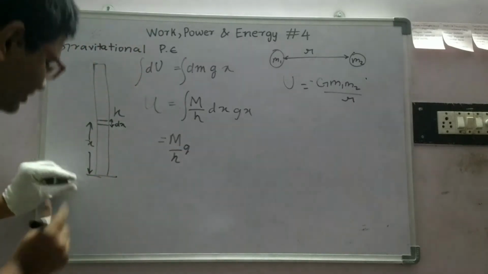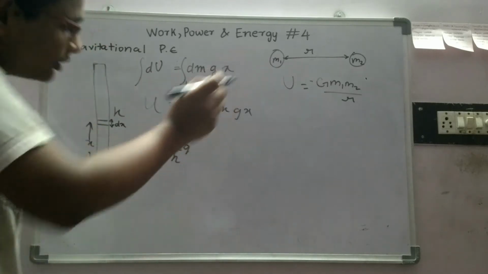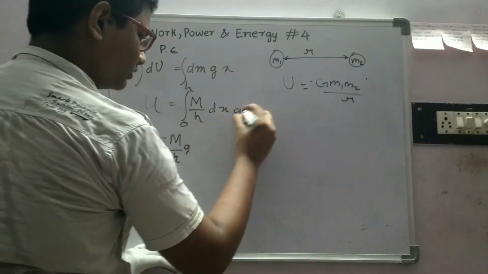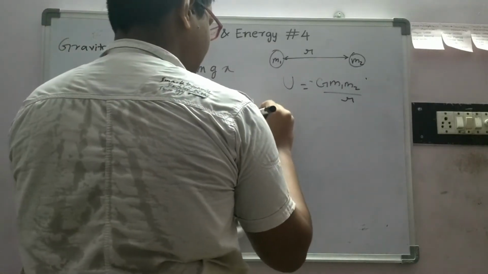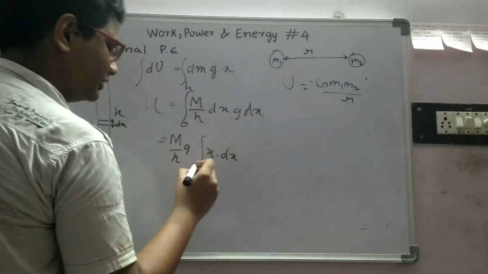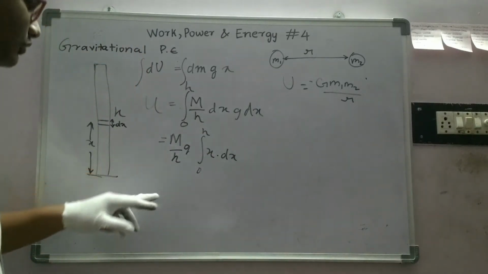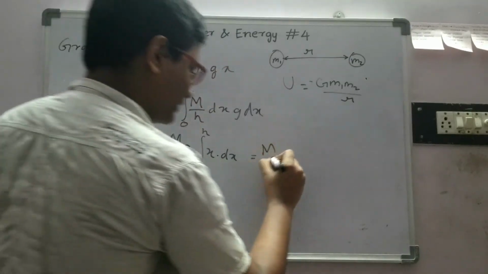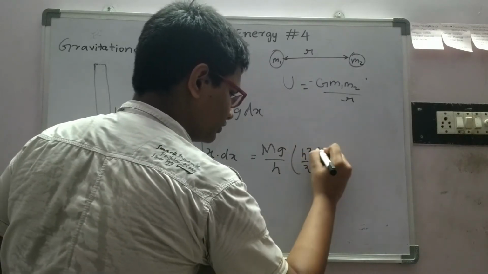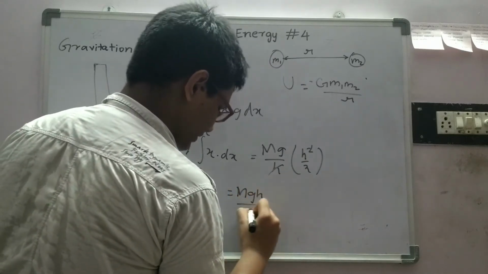And x is from 0 to h, so we should integrate from 0 to h, right? Now, integral x dx from 0 to h. Integral x dx is x square by 2, and this would be mg by h into h square by 2. So this would be mgh by 2.